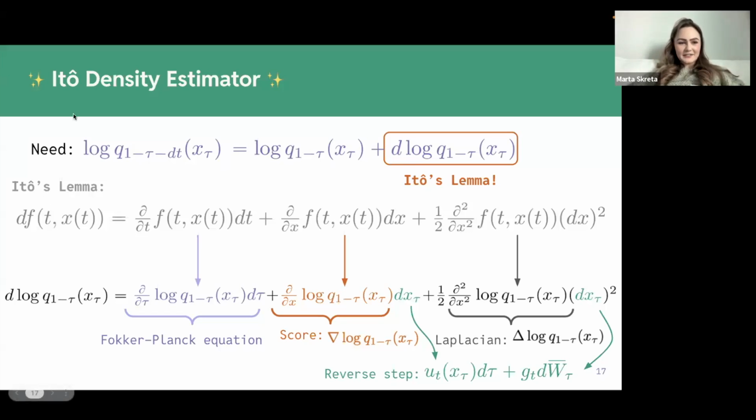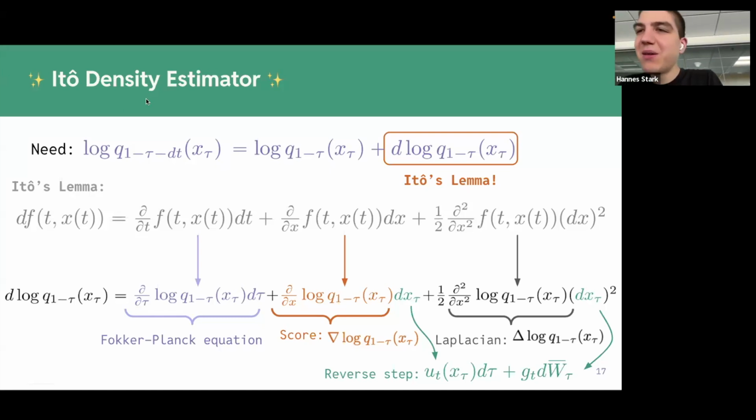Yeah, Hannes, I see that you've unmuted. Yep. So maybe a bit too quick for me. Why are we interested in this DF? Or why are we interested in Ito's lemma?